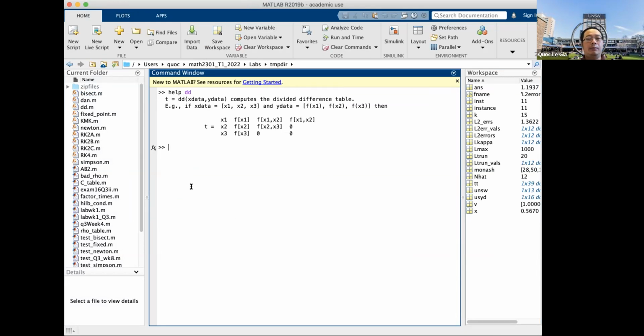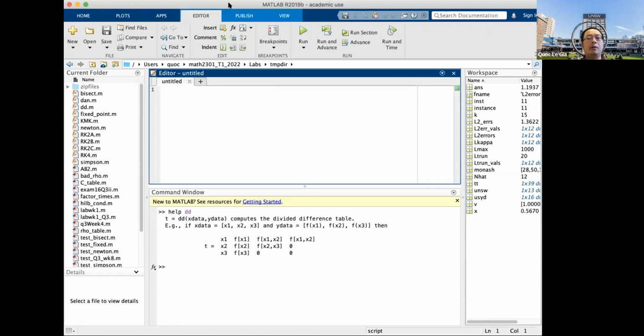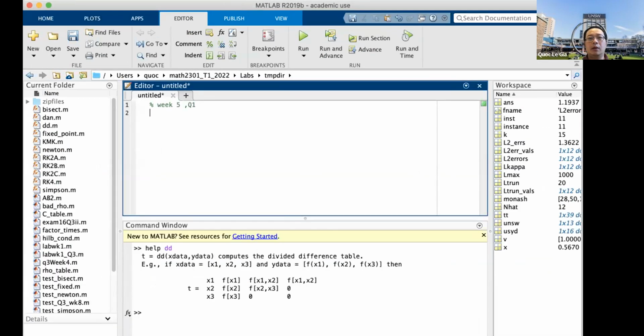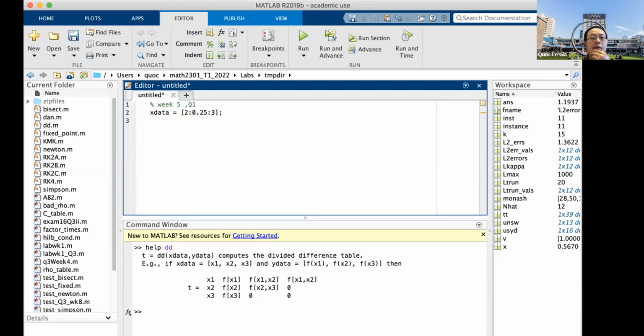We will make a new script. So I make a new script, and my new script will be, say, week five question 1. So if you look at the question, I assume that you have the question. Then first you have to construct the X data. So the X data will be 2 by 2 and increase by 0.25 and stop at 3. Okay, so this is your X data.